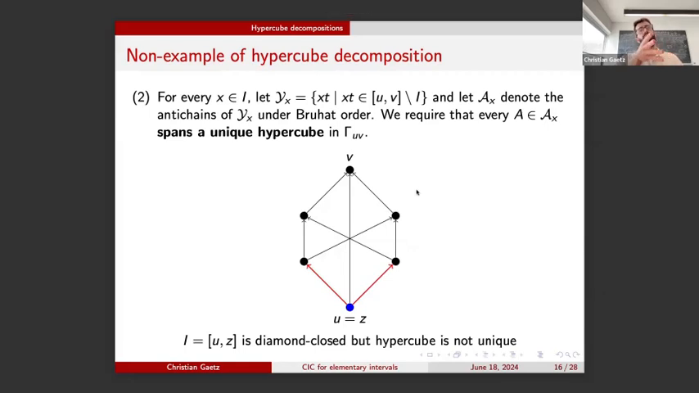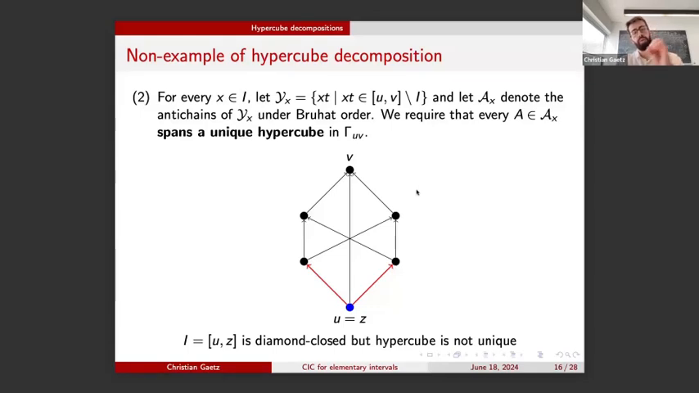Okay, what about this set? So now blue vertex means I. The singleton, just taking z equals u, that is indeed diamond closed because it doesn't contain 3 elements of any diamond. So it's good from that perspective, but now let's check the hypercube condition.